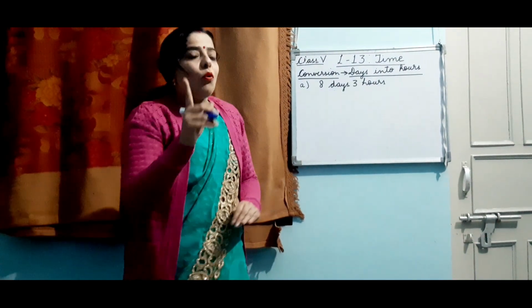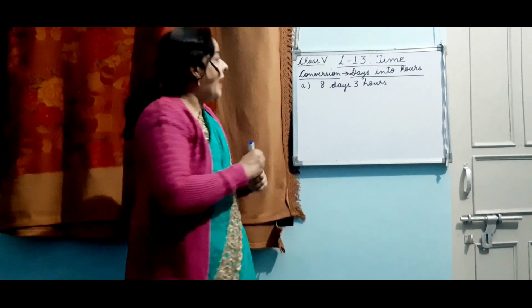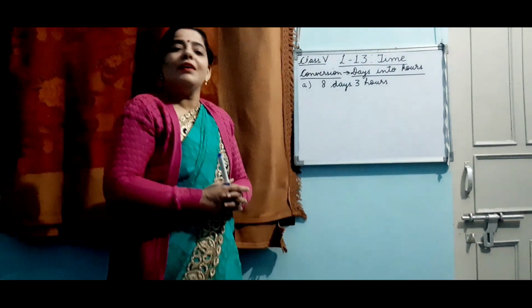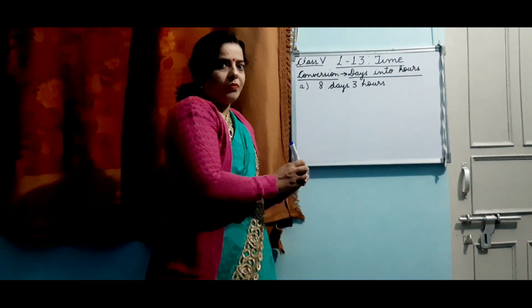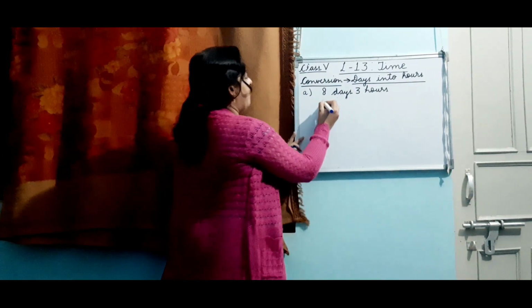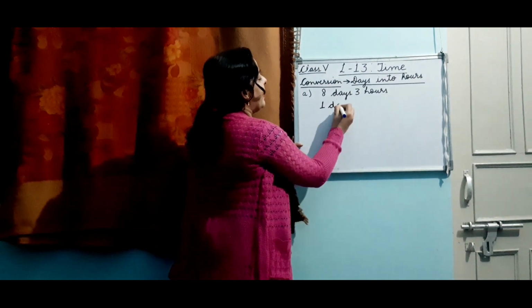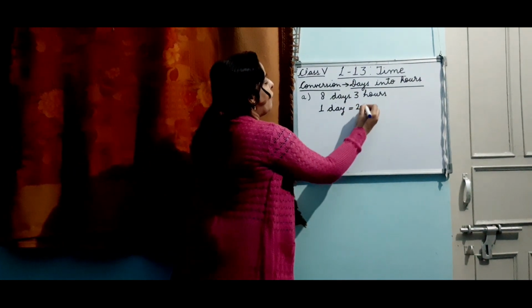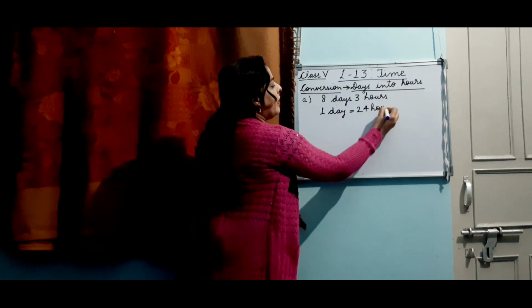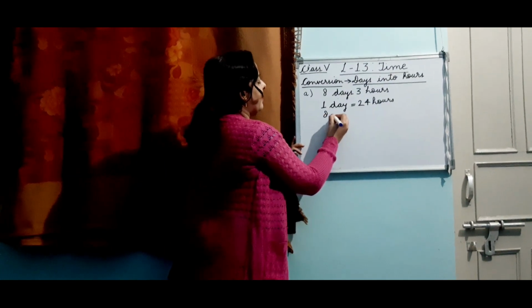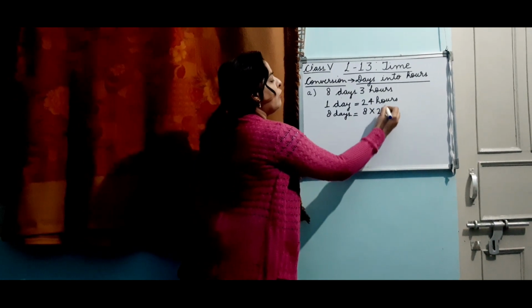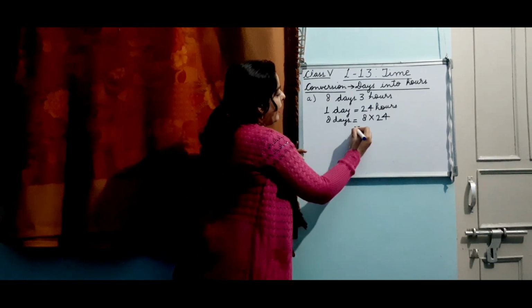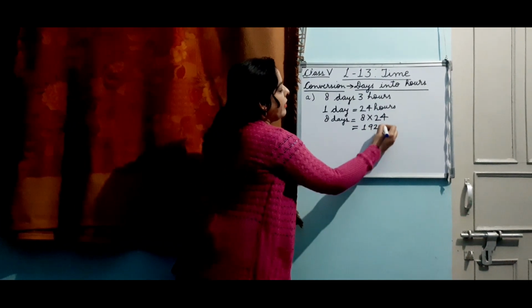So first, don't forget to write the time fact. Which time fact are we going to write? The time fact related to days and hours. Now what are we going to do? We are going to change bigger into smaller. So when we write the time fact, we will write the bigger unit first. 1 day is equal to 24 hours. Now for conversion, first we will change 8 days into hours. How? By multiplying. How do we change bigger into smaller? By multiplying. The answer is 192 hours.